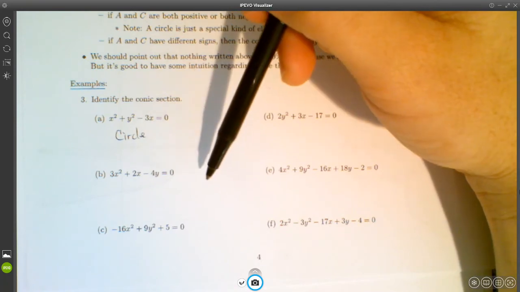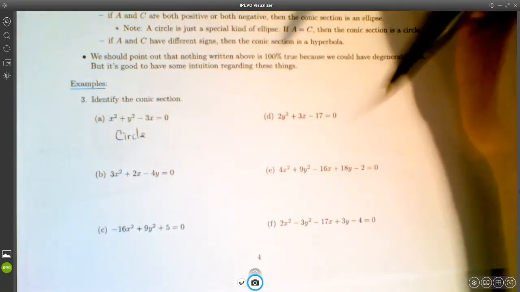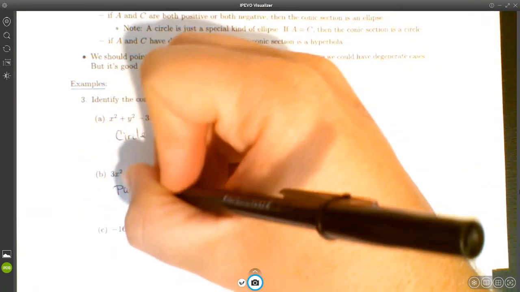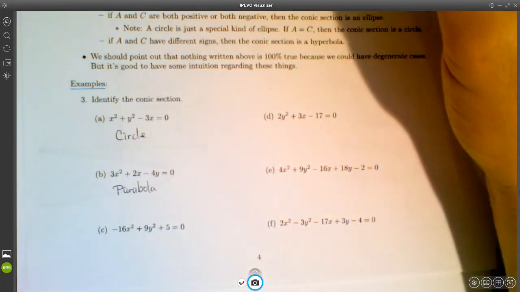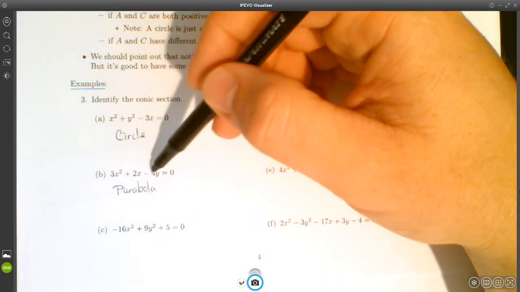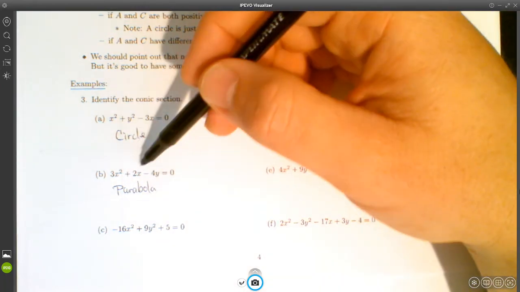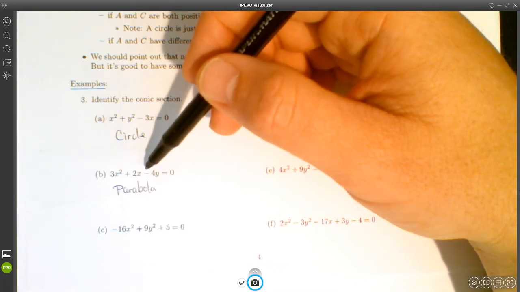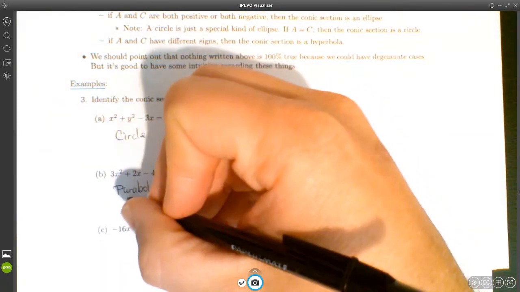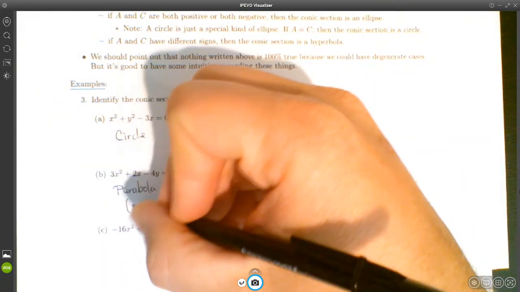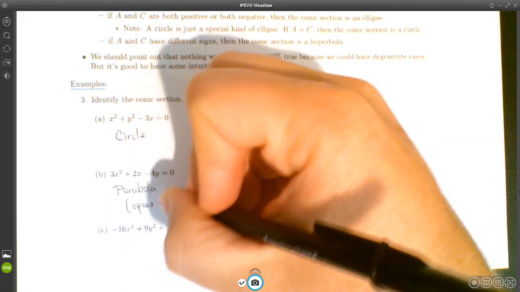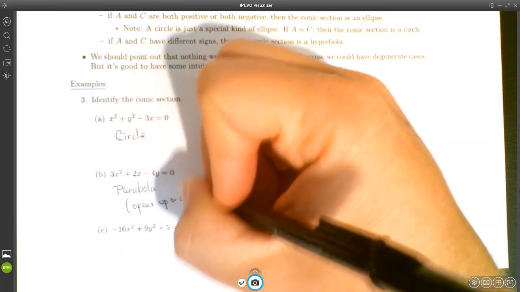Part B. I've got an x squared but no y squared. So this is a parabola. Right off the bat, I can tell it's going to be a parabola. And in fact, since I've got an x squared, no y squared, I know that I'm going to be able to get this to look something like y equals x squared. It's going to look like the format y equals x squared. So I can even say a little bit more. I can say that this thing is going to open up or down. Okay, it's going to either open up or down.